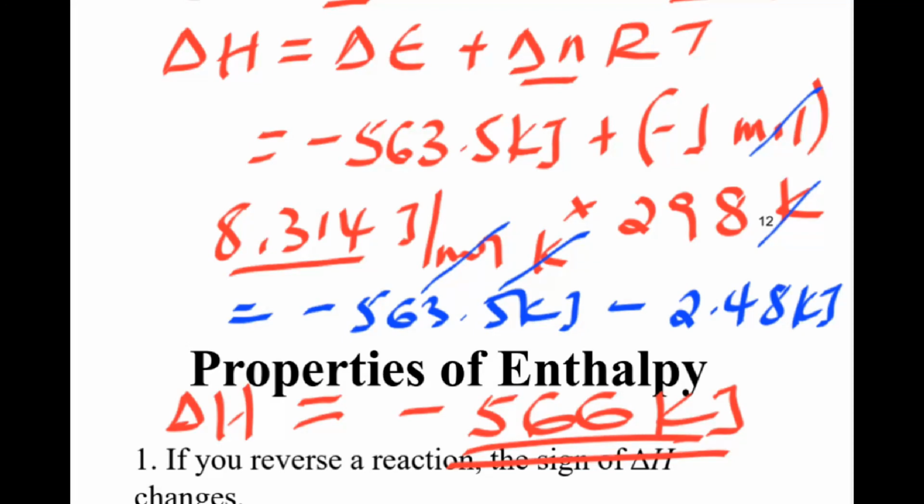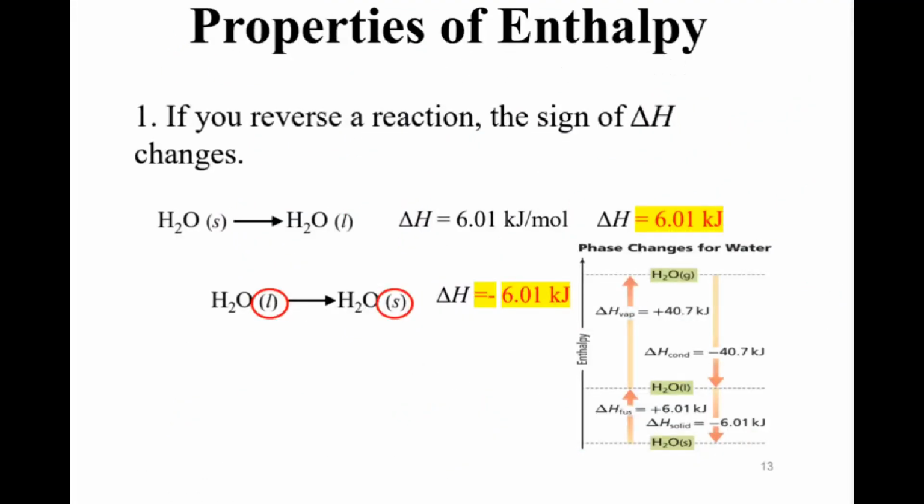This is the change in enthalpy. Properties of enthalpy: if you reverse a reaction, the sign of delta H changes. So if a reaction is reversed, the sign of enthalpy also changes. For example, to change water from the solid state to the liquid state we need this much energy, and the sign of enthalpy is positive.